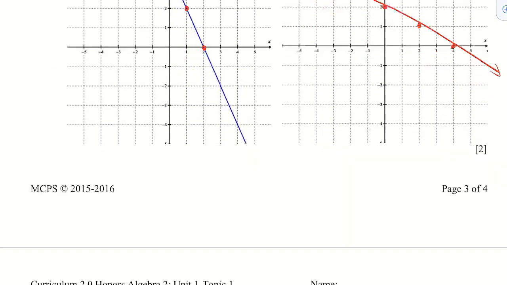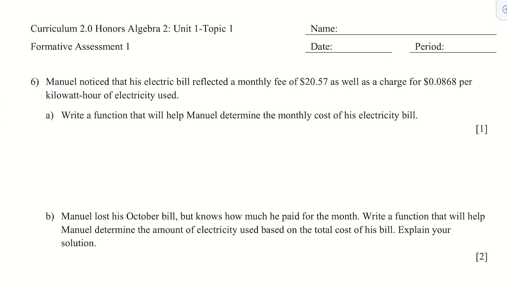There we go. All right. So it says Manuel notices that his electric bill reflects a monthly fee of $20.57, as well as a charge of 0.0868 per kilowatt hours of electricity used. Write a function that will help Manuel determine the monthly cost for his electric bill.